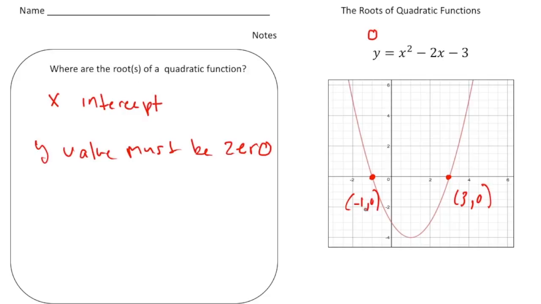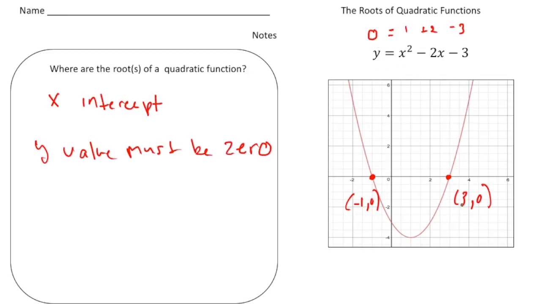So if I plugged in -1 in here for x, well, -1 squared is 1. And then minus 2 times -1 will give us a plus of 2. And then minus 3, and 1 plus 2 is 3, and 3 minus 3 is 0. All right, so -1 is a solution for the function when y is 0.